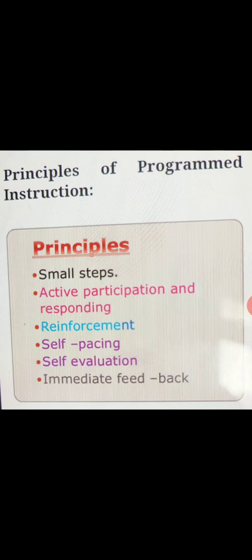Then third is reinforcement. Programmed instruction involves giving immediate reinforcement to the learners. When the learner responds to the frame, they do not know whether the response is correct or wrong. By providing immediate reinforcement or confirmation of the response, the learner gets confidence. When the learner is reinforced for a correct response, he becomes receptive to further learning. The learner learns best if his or her response is confirmed immediately. The confirmation provides reinforcement to the learner.